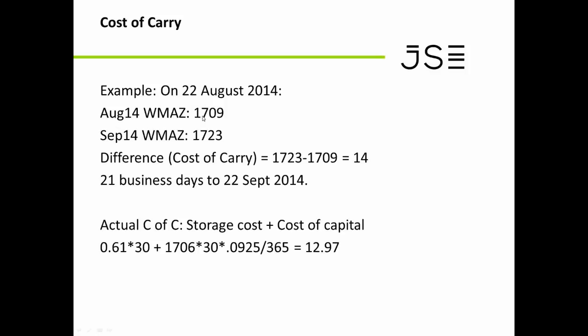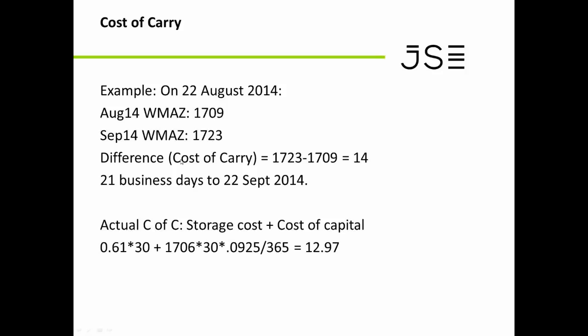And the settlement price on that day was 1,709 Rand per ton. Now imagine the trader had to decide either to roll over to the next position or to simply exit, or close his position. He would have looked at the following. The nearest trading month was our September contract, which on that particular day was trading at 1,723.